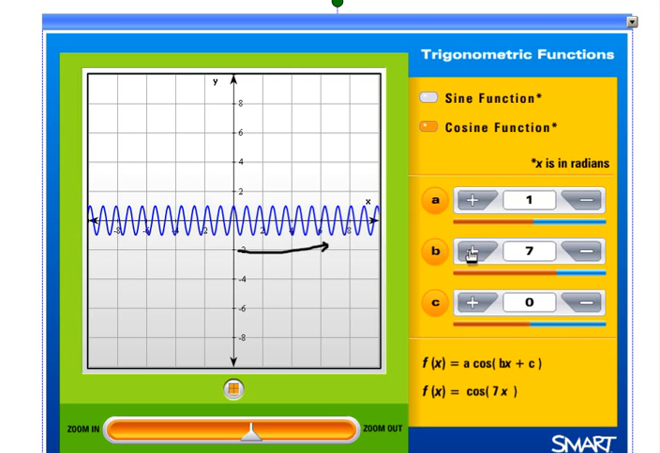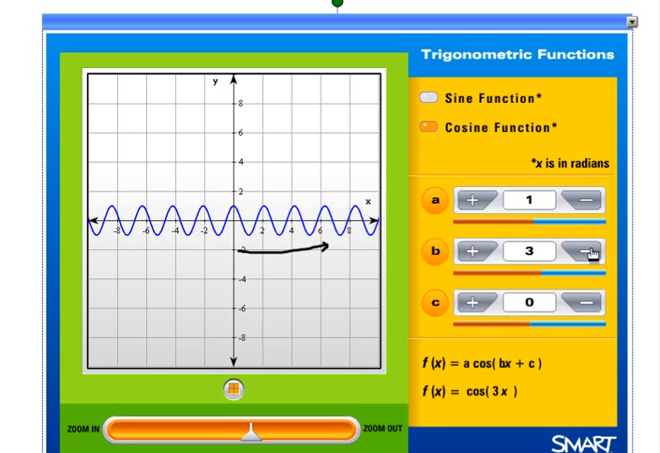It can keep going, and you see the graph is continuing to go through many more cycles within that original 2 pi units. Now if I decrease these values of b, let me go back to my original function. Okay, now let's look at what happens with cosine of negative x.